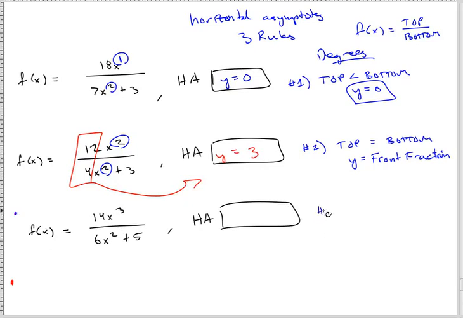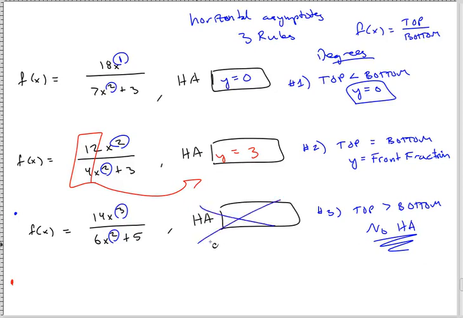And, of course, rule number 3, the last one. What if your top is greater than the bottom? And you can see that here, 3 and 2, so that's bigger. What do you do? No horizontal asymptote. That's your answer. You click none. Click the none box below it, basically. So yeah, there's none. You just do nothing there.